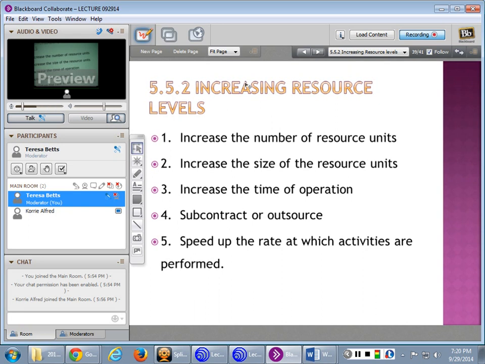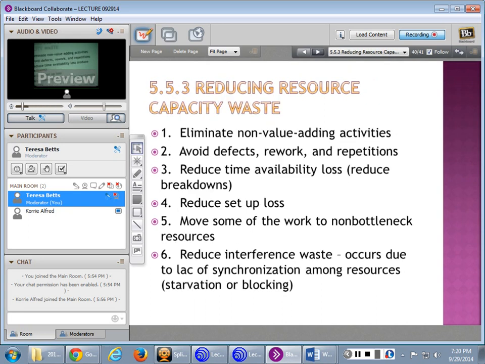Okay, so that's if we want to increase resource levels, that's what we can do. Okay, if we want to reduce resource capacity waste, you look for those non-value added activities. You try to figure out how you can avoid defects. Those welders, they were not intended to work that way. They were intended to work correctly. So if you can figure out how to repair that and get it to work correctly, okay. If you can take away breakdowns, lost time.